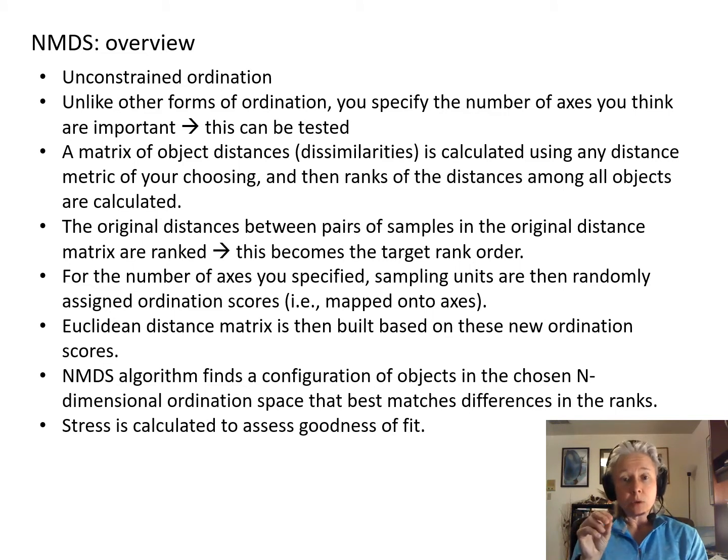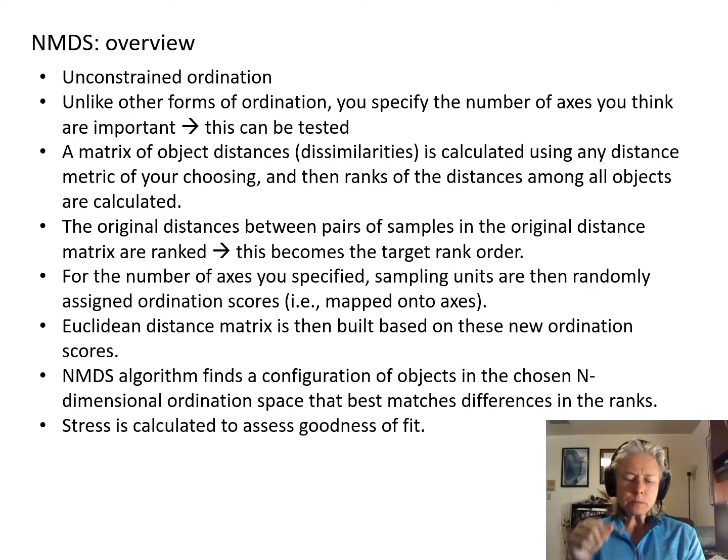Then what's called a stress parameter is calculated. Stress is a measure of the lack of fit between object distances in the ordination space and the calculated dissimilarities from your distance matrix. And the stress indicates how much the ordination scores have to be adjusted to achieve monotonicity. And by monotonicity, I mean as an axis increases, the response variable increases, or as it decreases, it decreases.